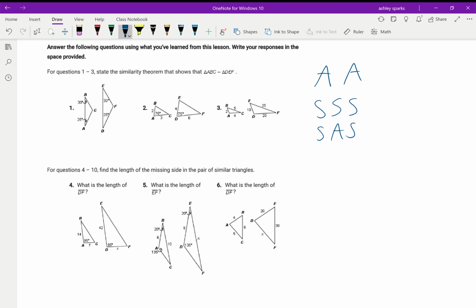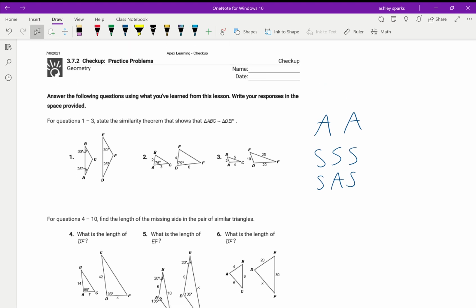Alright, let's look at 3.7. This section is about similar triangles, being able to calculate missing side lengths. There's also a little part that's kind of definitional. Basically, we know things are similar, meaning that they look the same, but they might be different sizes.